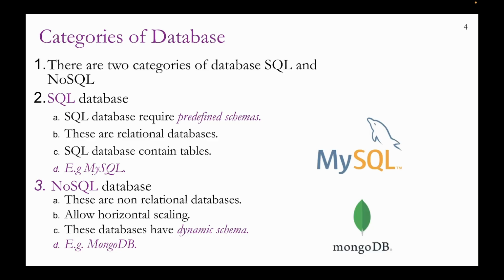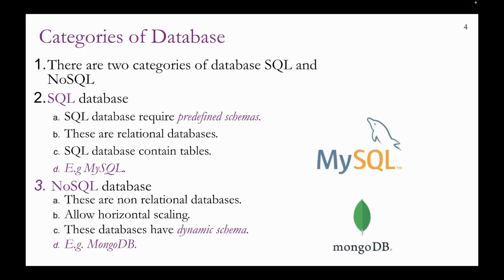There are two categories of databases, SQL and non-SQL. SQL databases require predefined schemas, meaning these are predefined tabular structures, which we also call relational databases. Examples of SQL databases are MySQL database, Oracle database, and many others.